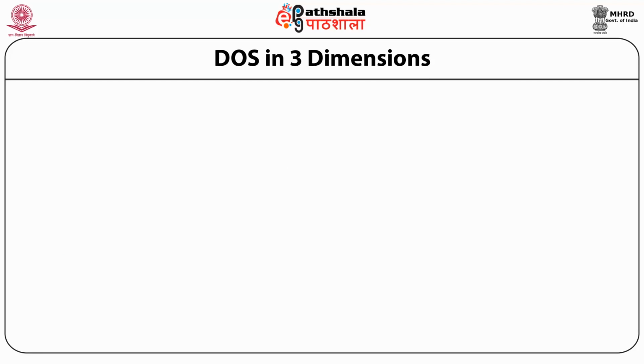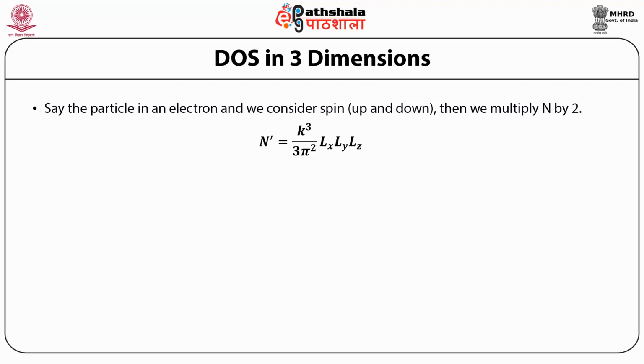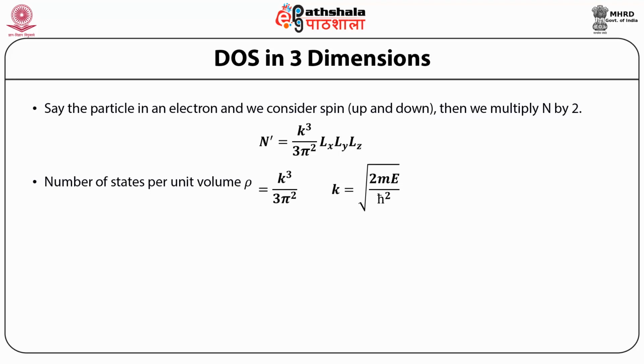So students, continuing our discussion on DOS in 3 dimensions, say the particle is an electron and we consider spin up and down, then we multiply n by 2. So n prime is equal to 2n equal to k cube by 3 pi square multiplied by Lx, Ly, Lz. So this is the total number of states in a sphere. Now consider the density, that is rho is equal to k cube by 3 pi square, which is obtained by dividing n prime by Lx, Ly, Lz. Now here k is equal to root of 2mE by h cut square. So this is the number of states per unit volume.